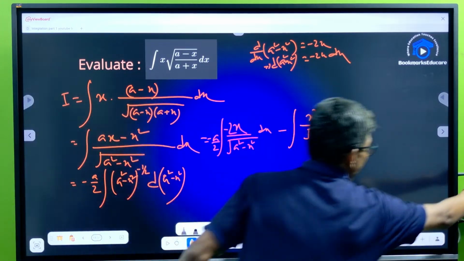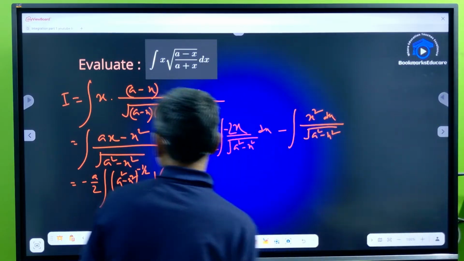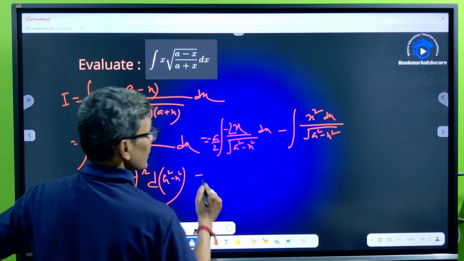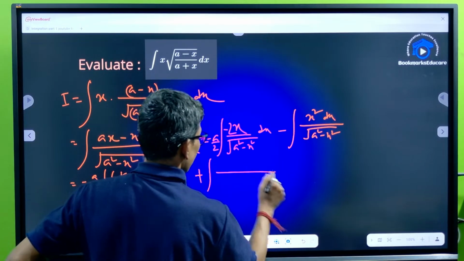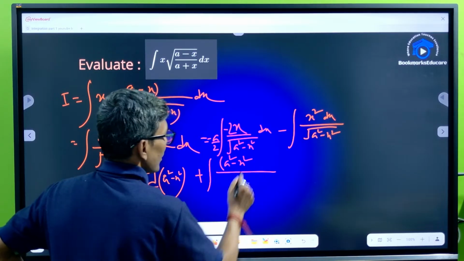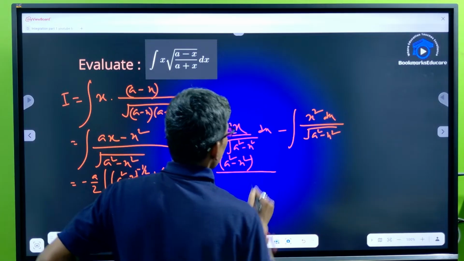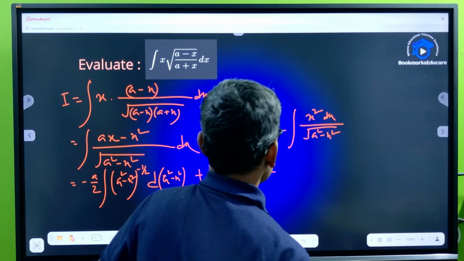So minus, so this can be adjusted like this, a square minus x square minus a square, clear?